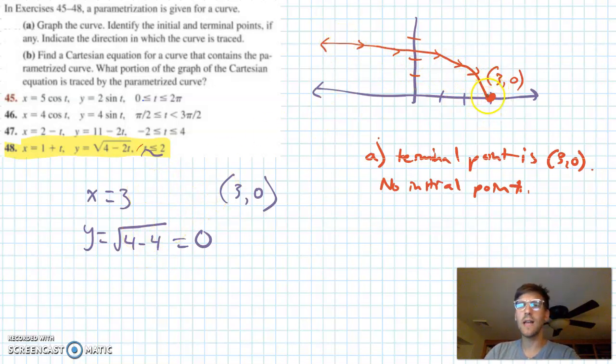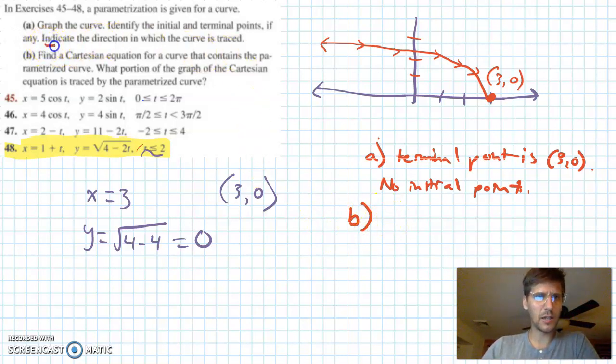So since we know this is the last point, we know it's going this way as t increases, because with parametrics we're thinking more about concrete scenarios with physics: as time is increasing, where is this? That's why we use t anyhow. And when you graph it on your grapher, it should also show you as it goes left to right, that's showing you the direction in which the curve is traced.